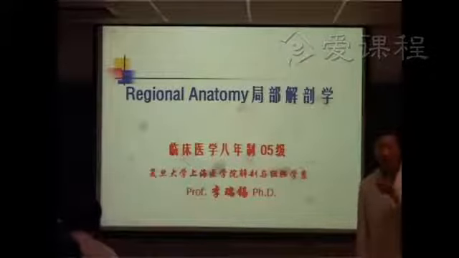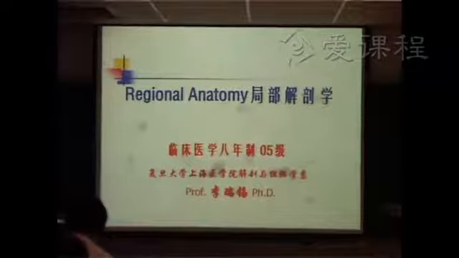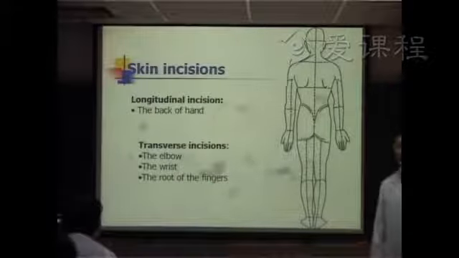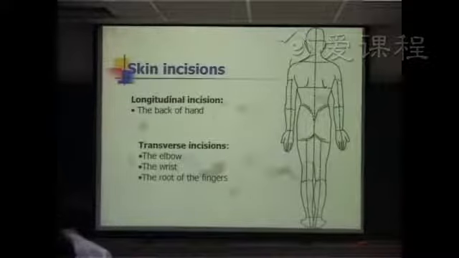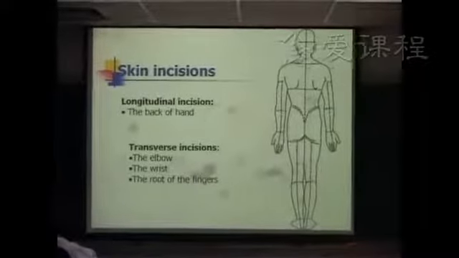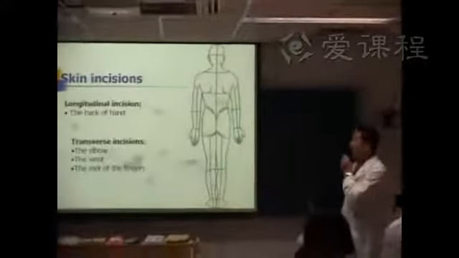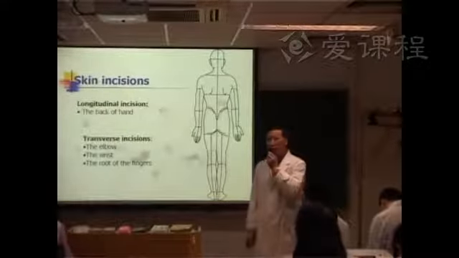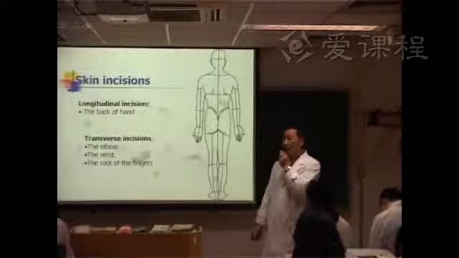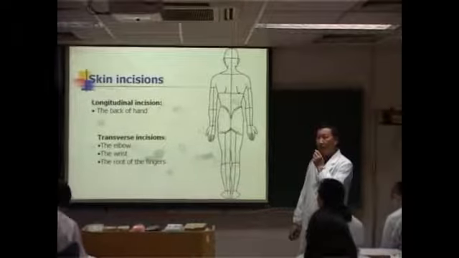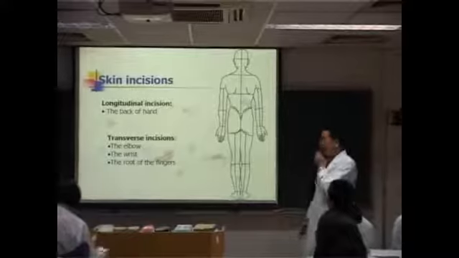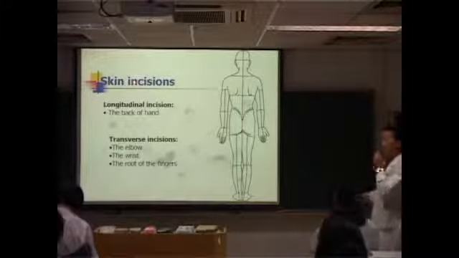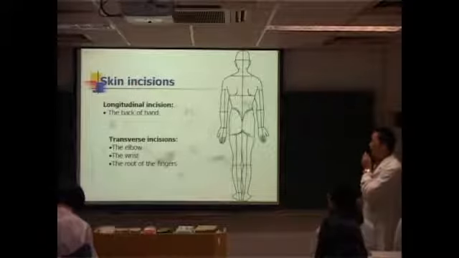Okay, we will continue. We have finished the dissection of the anterior aspect of the arm and forearm last week. Now we will start the work of the dissection of the posterior aspect of the arm and forearm and the dissection of the hand. First of all, we should make the skin incision on the cadaver.